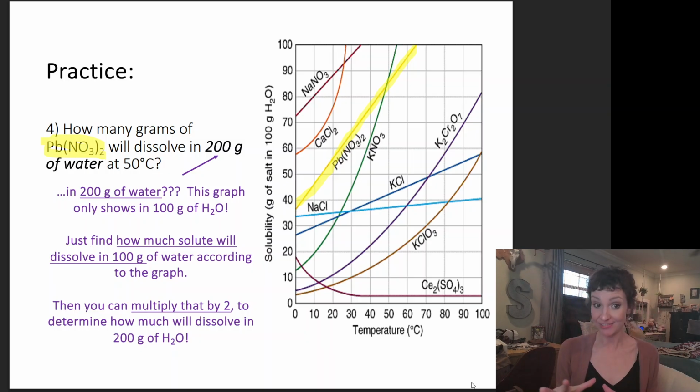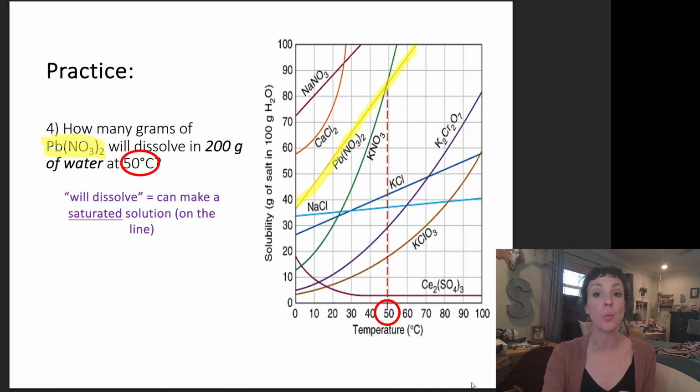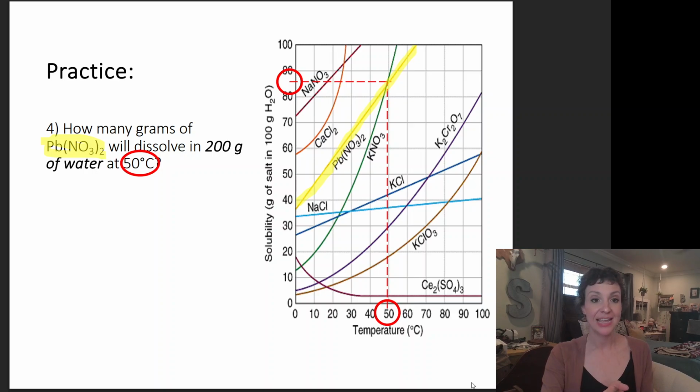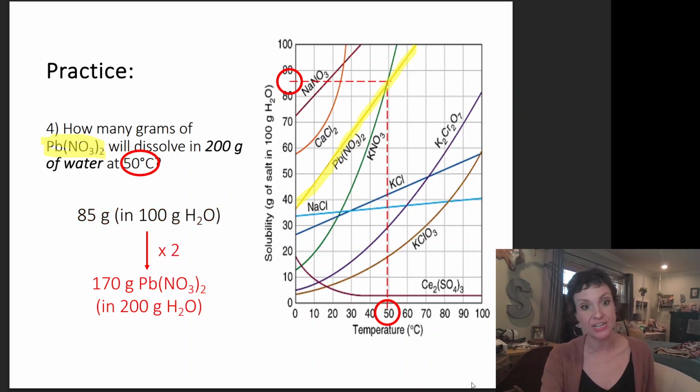I can just use my graph to figure out how much solute will dissolve in that indicated 100 grams of water. And then I can do something fun like multiplying that by 2, and that will tell me how much will dissolve in not 100, but 200 grams of water. Okay, so let's see if we can do this. I'm at 50 degrees Celsius. How many grams will dissolve? Well, will dissolve means get me to the line. How many grams will dissolve on that saturated point? It is about 85. So that's 85 grams can dissolve in 100 grams of water. Well, then how many can dissolve in 200 grams of water? Multiply 85 by 2, and you got 170 grams of lead 2 nitrate in those 200 grams of water.